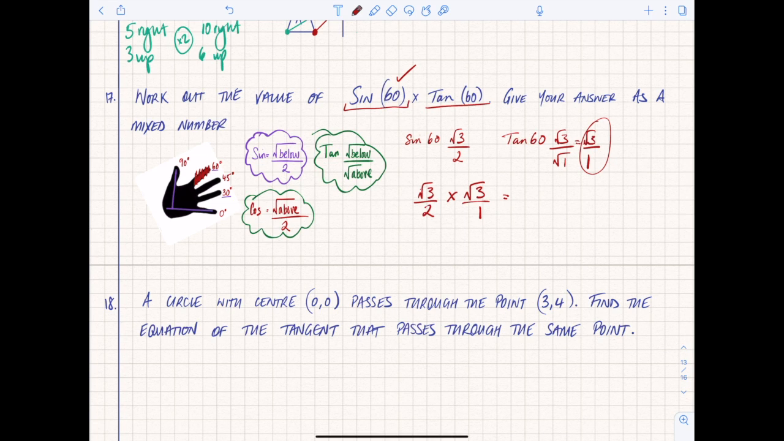And then therefore, because you've got two fractions, you just times the top and times the bottom. So when you're working with fractions and you're multiplying, top times top, bottom times bottom. Root 3 times root 3 is root 9. 2 times 1 is 2. The square root of 9 is 3. So 3 over 2 would be your answer. It then says here, give your answer as a mixed number. So how many times is 2 going into 3? It's once, with 1 left over. Okay, so that would be your answer there.